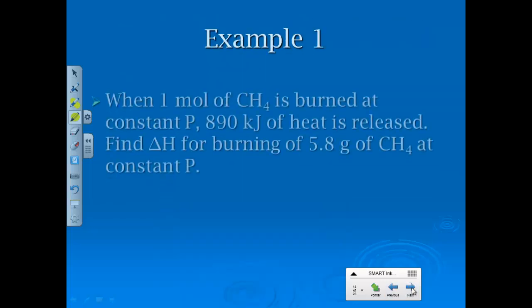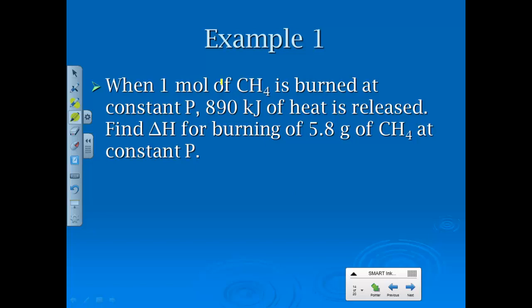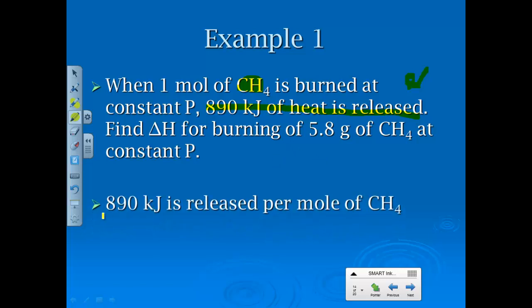Alright, so our first example, which is also on page 249 of your textbook: if we take 1 mole of methane and burn it at constant pressure, 890 kilojoules of heat is released. A lot of times we will refer to that as negative, since it's exothermic, so you'll see how we would do that in the problem.